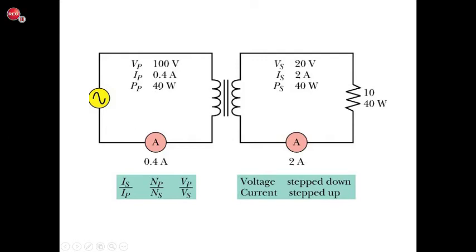No matter what happens, the primary power must be equal to or greater than the secondary power. That's because the transformer is not 100% efficient. There's always going to be some energy loss due to heat or other factors that we'll explore a few of here in just a few minutes.